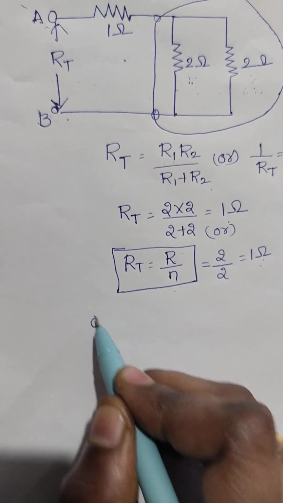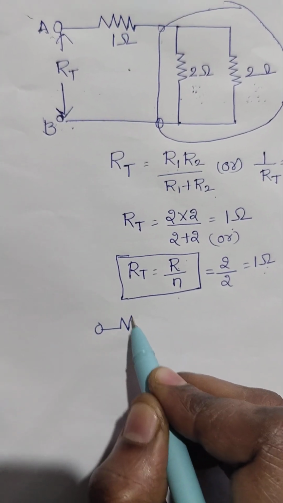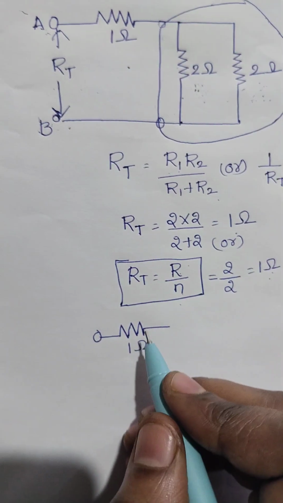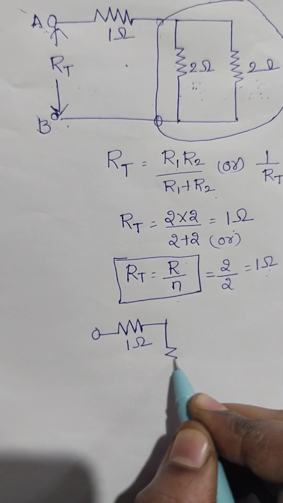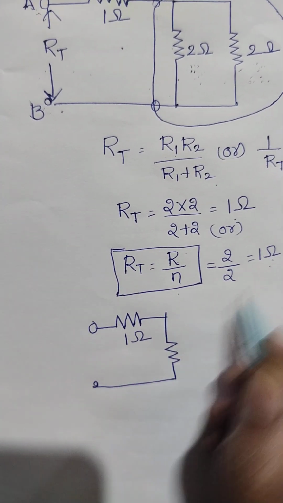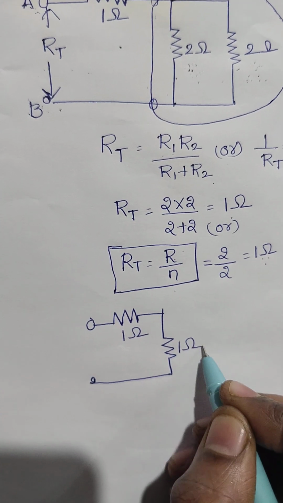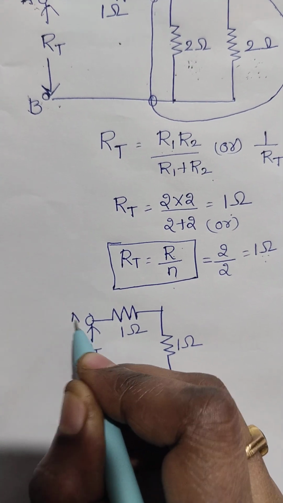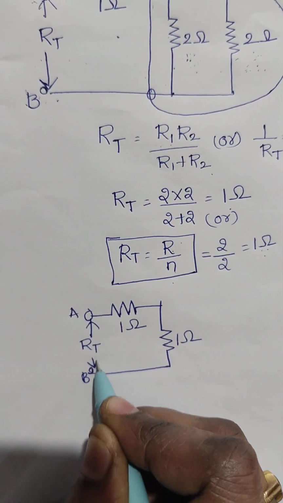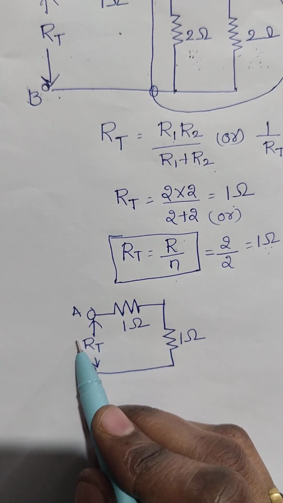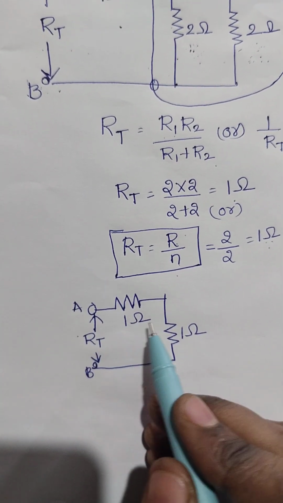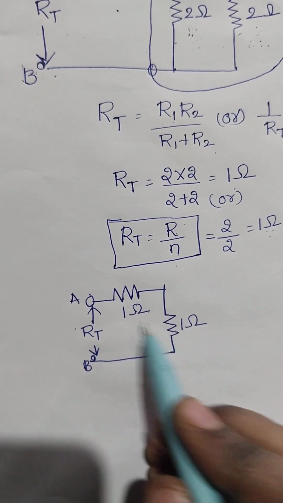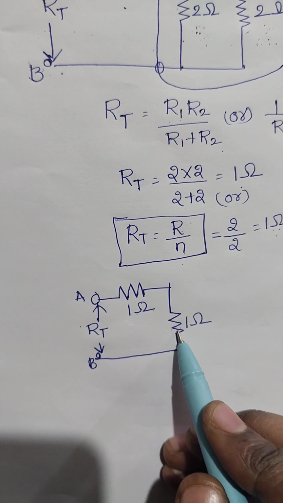We have to redraw the circuit. 1 ohm, the R equivalent value of these two resistors. Again 1 ohm. Terminals A and B. Again our terminals are at the left side. We have to calculate starting from the right side. So compare these two resistors: they are in series.